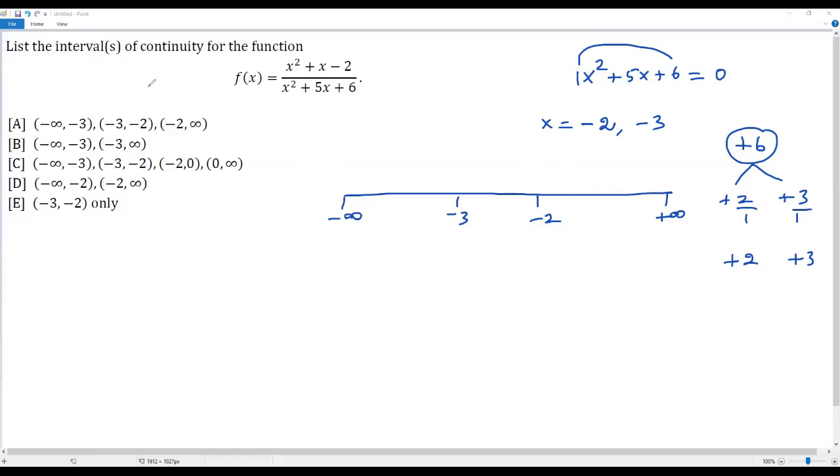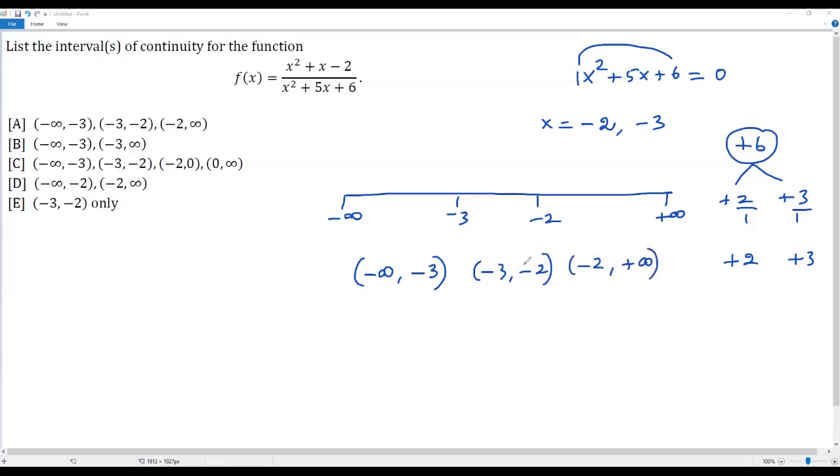So when I list the intervals of continuity for the given function, I cannot consider these two values, because these two values make f of x undefined. That means f of x, the given function, is not continuous at x equals negative 3 and x equals negative 2. So now when I mark these two values, negative 2 and negative 3, on the number line, I get three intervals. The first interval is negative infinity comma negative 3, the second interval is negative 3 comma negative 2, and the third interval is negative 2 comma positive infinity.